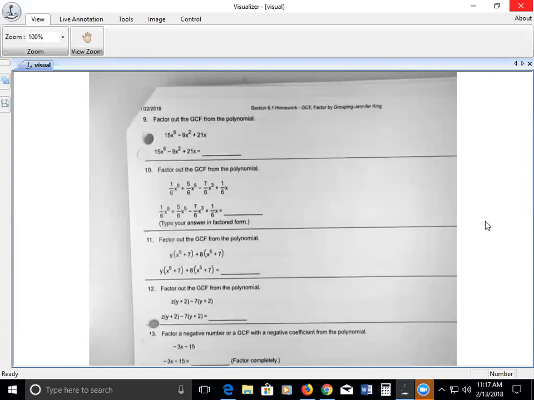Brandon, what did you get for your GCF on 9? Negative 3x. Okay. I agree with the 3x. Why did you go with the negative? Well, because just because I knew it was right. Do they all 3 share a negative? No, ma'am, they all share a -3.